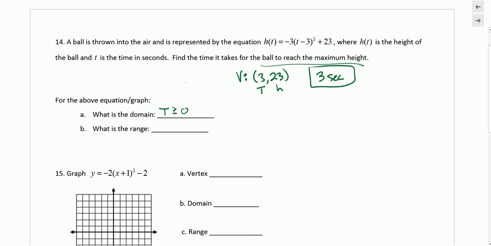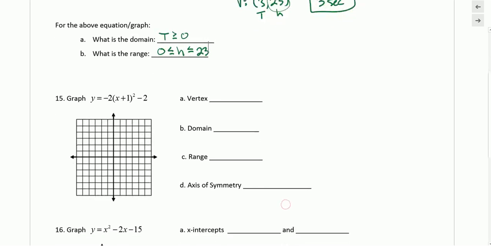How about the range? The range is definitely going to be, the maximum is 23 feet, so it's not going to go above that, but it's also not going to go below the ground, so it's not going to go below 0. So the range, the height, is going to stay between 0 and 23. So we need to restrict the domain and the range in this problem to fit the context of the problem.